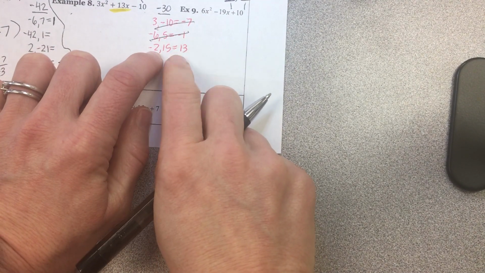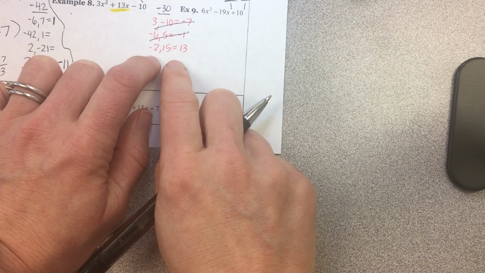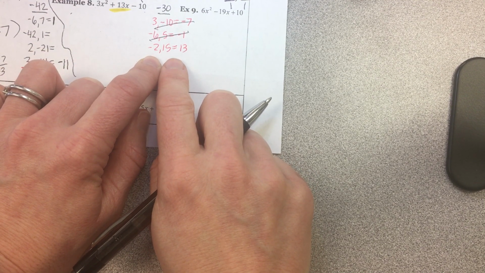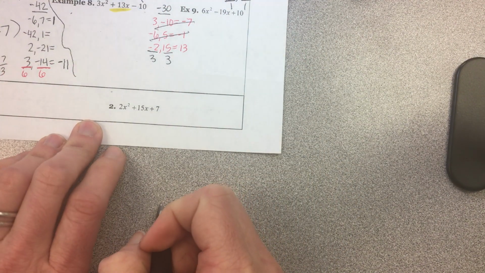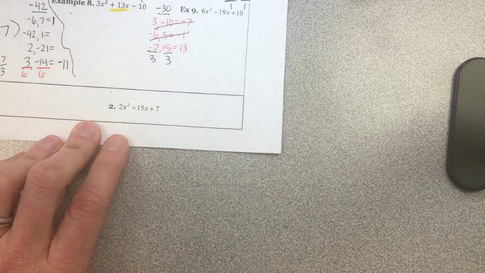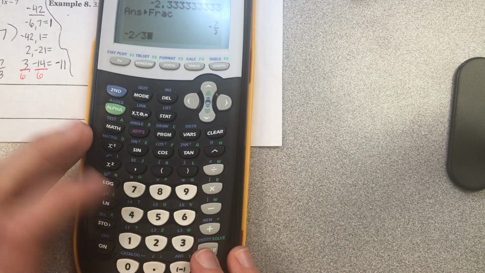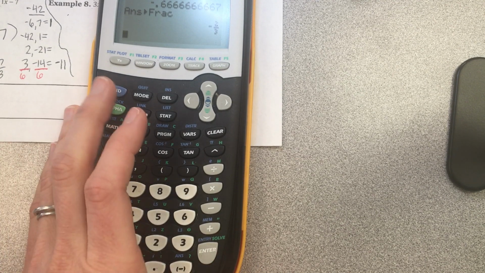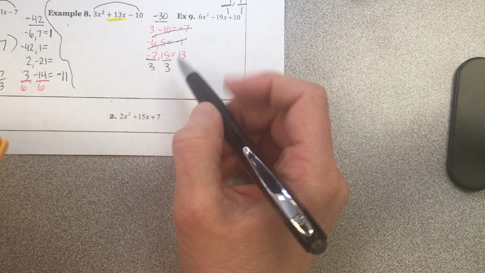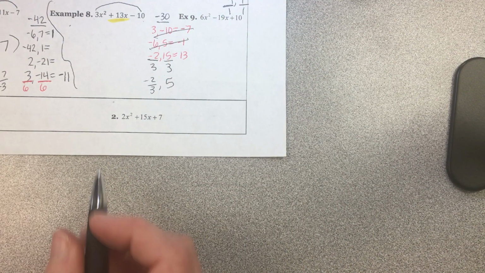Guys, couple more minutes. Right here, what do I have to do once I find the combination? Divide by 3. Okay? Again, negative 2 when you divide it by 3, you can double check in the calculator. Negative 2 divided by 3. Math, enter. It stays negative 2 over 3. What about 15 divided by 3? That's 5. Okay?